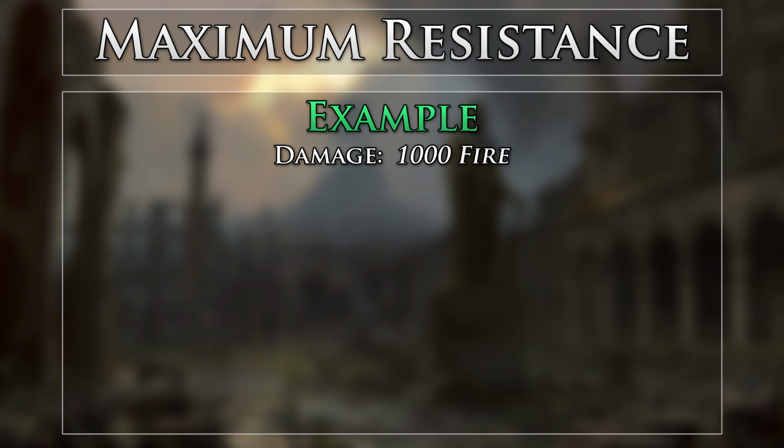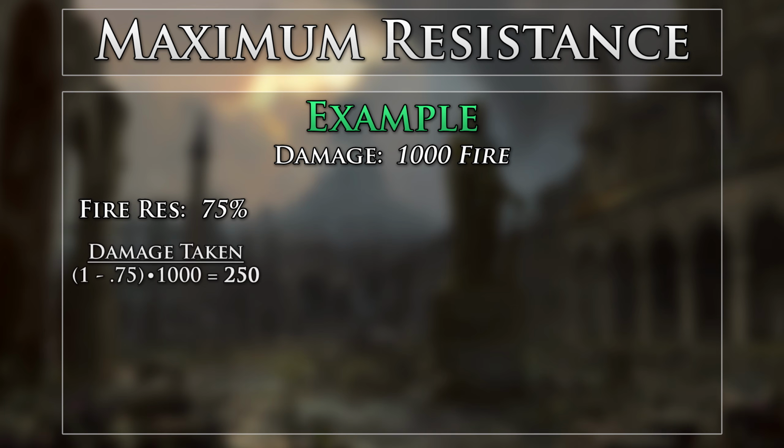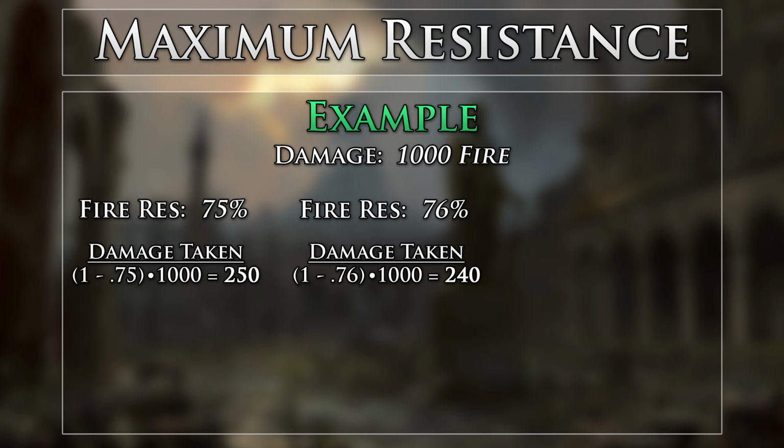Say that a monster hits us for 1000 fire damage for the following examples, and initially we have a 75% fire resistance. We would then take the following amount of damage. Now let's say that we gained +1 to maximum fire resistance, resulting in a 76% fire resistance. We would then take the following amount of damage. We reduce the incoming damage by 1/25, or 4%, by just increasing our maximum fire resistance by 1 percentage point. This means that each 1 percentage point of resistance at 75% maximum resistance provides a point value of 4%.